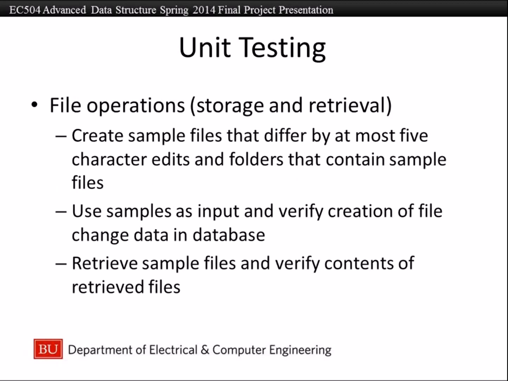For file operation for source and retrieval file, we have sample files that differ by at most 5 character edits and folders to contain them. We use the samples as input and verify creation of file change data in the database. And then likewise, we retrieve the sample files and verify the content of the retrieved files in the output folder.